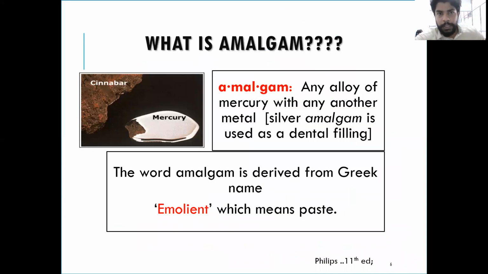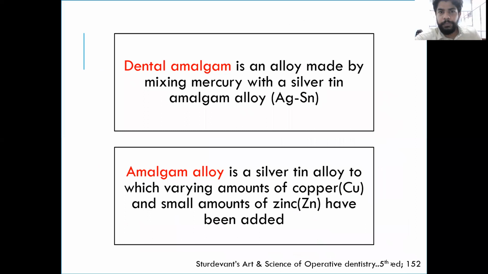So the next question is, what is amalgam? Amalgam is defined as any alloy of mercury with any other metal. The word amalgam is derived from the Greek name malagma, which means paste. Dental amalgam is an alloy made by mixing mercury with a silver tin amalgam alloy. So amalgam alloy is a silver tin alloy to which varying amounts of copper and small amounts of zinc have been added.